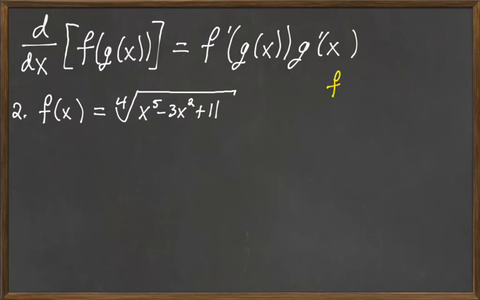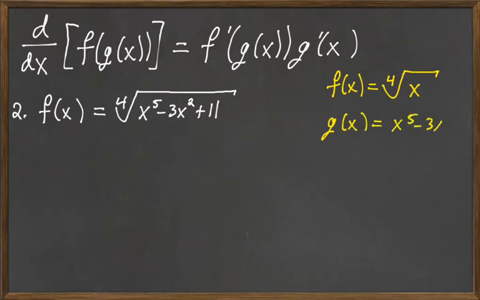So this is a composition of functions, so if we want to fit the chain rule, the outside function is going to be the 4th root of x, or we'll write it as a rational exponent in a minute, and then the interior function, or g of x, will be the x to the 5th minus 3x squared plus 11. Again, the 4th root of x is x to the 1/4 power.